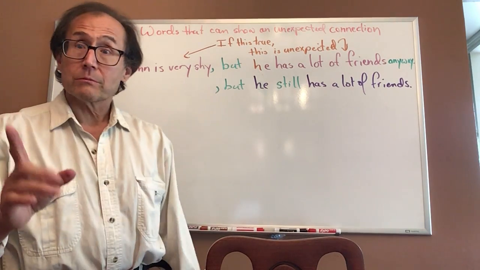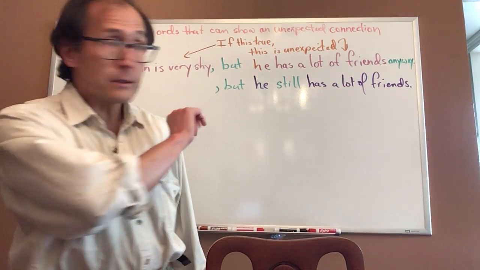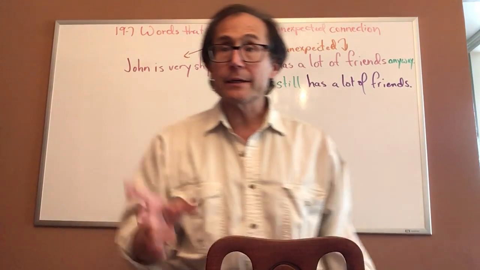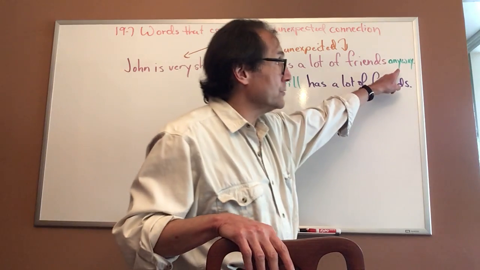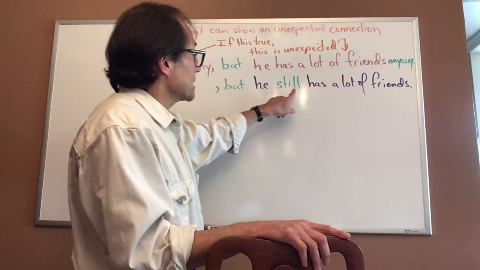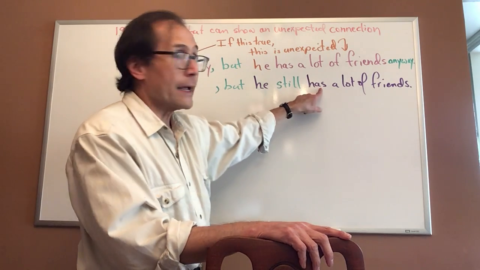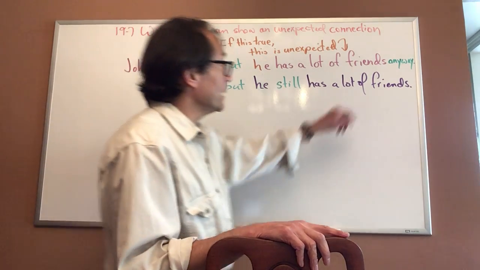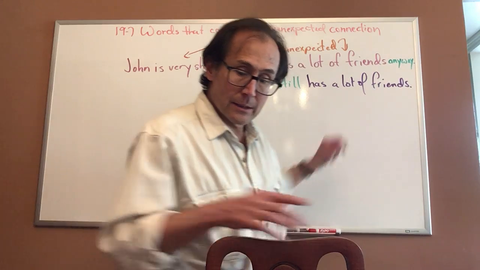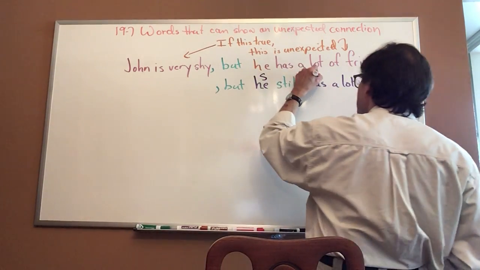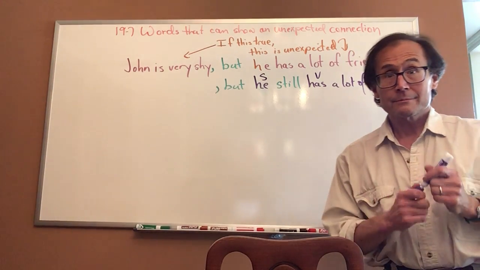Now, something else you might want to notice here. Anyway usually comes at the end of a clause. So anyway usually comes at the end. Still usually comes between the subject and the verb. Anyway comes at the end. Still usually comes between the subject and the verb.